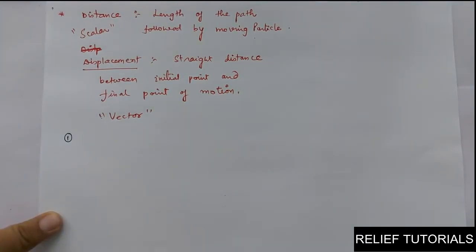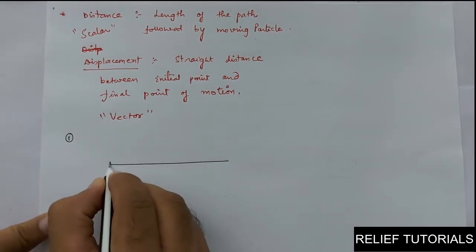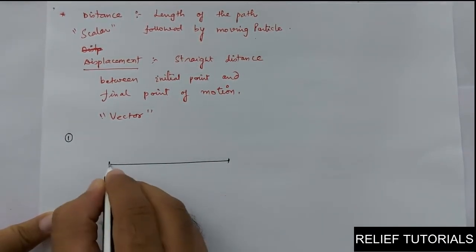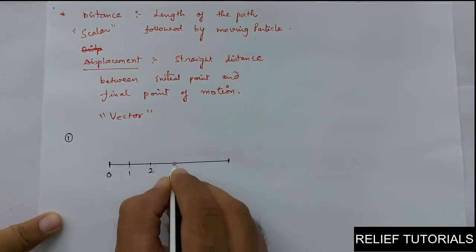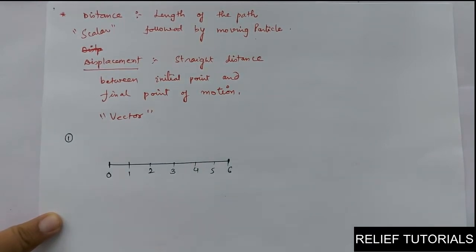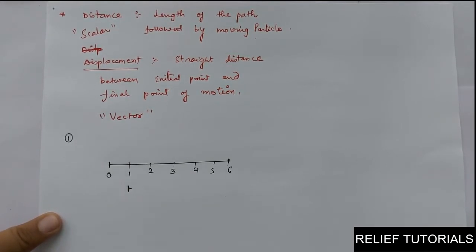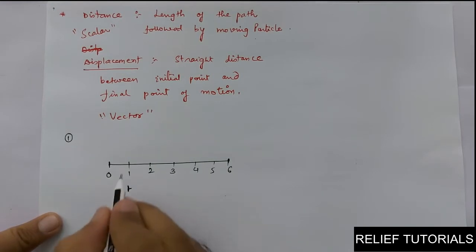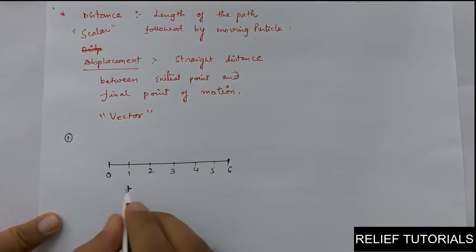First example, let us consider this is the number line: 0, 1, 2, 3, 4, 5 and 6. Let us say I am standing at 1. I start my journey from bungalow number 1. I want to go to bungalow number 4.